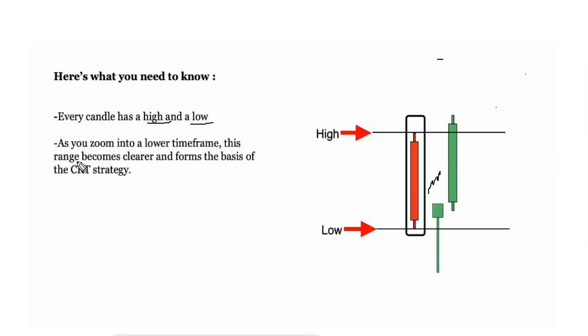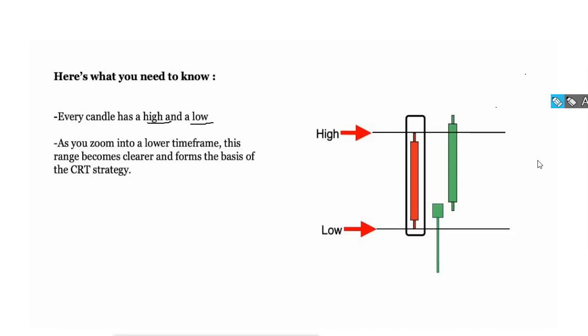So as you zoom into a lower time frame, this range becomes clearer and forms the basis of your CRT pattern. Remember, if you are taking this CRT pattern, it has to come from a higher time frame. And once you have it on a higher time frame, it has to form at a key level, not just form on a higher time frame, and at a key time. Know the two. It has to form at a key level and at a key time. Once you implement these two things, automatically your setup is going to be a profitable one.